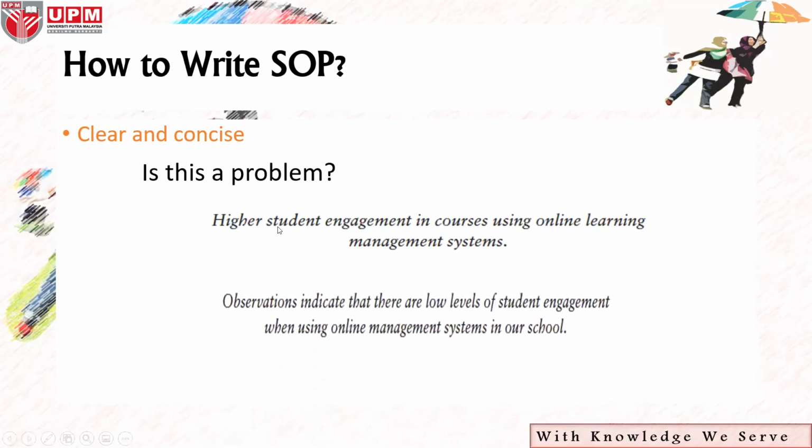Okay. What about this one? Observation indicate that there are low levels of student engagement when using online management systems in our school. Yes, we can say this is a problem. Yeah. So this is a problem. Okay. Yeah. Lagi tak? Contoh. Next one.